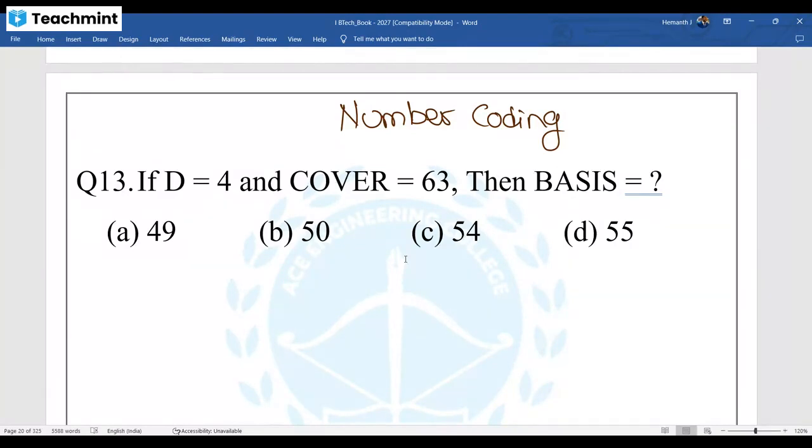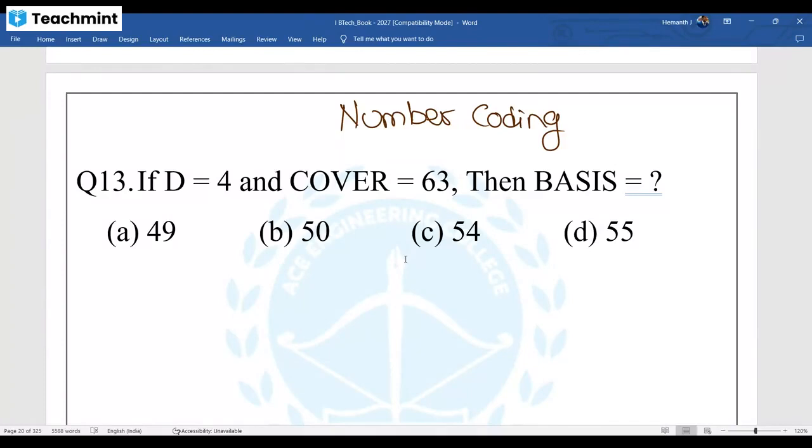There will be input B, output should be 4. For tower, 63. Then for basis, you need to write a program also. If you think about it, it's related to programming as well. Sometimes they ask programs also. Here, forward code and reverse code are both there. D value 4 means we can sense it's forward code: A1, B2, C3, then D4. So I got the idea it's forward coding.